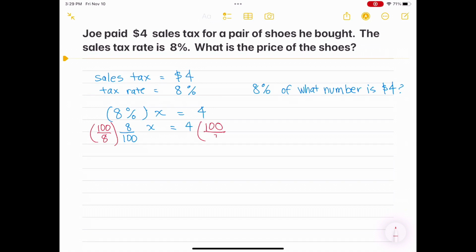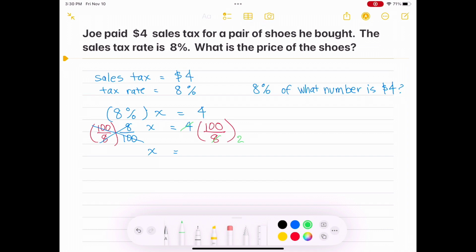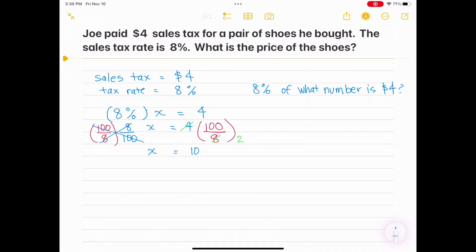And once again, we isolate x on the left-hand side of the equation by multiplying by the reciprocal, 100 over 8. And whatever we do to the left-hand side of the equation, we must also do to the right-hand side of the equation. So we also multiply 4 times 100 over 8. And then that simplifies. 4 goes into 8 2 times. Now we have 100 over 2, or 100 divided by 2, which equals 50. So x equals $50. That was the price of the shoes.